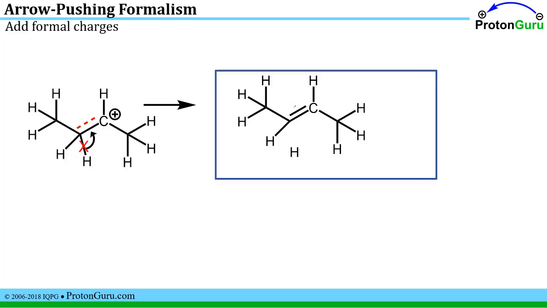So here's the bond we made, and we used to have a bond here, but that's gone now because we took the electrons out of that space. Now we have the two fragments and we have to add formal charge.